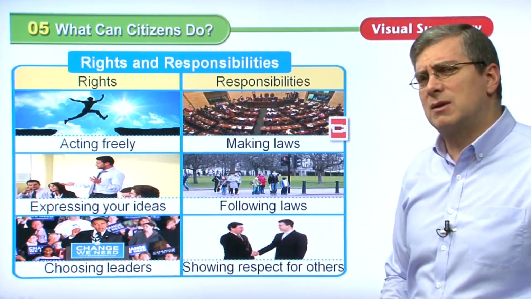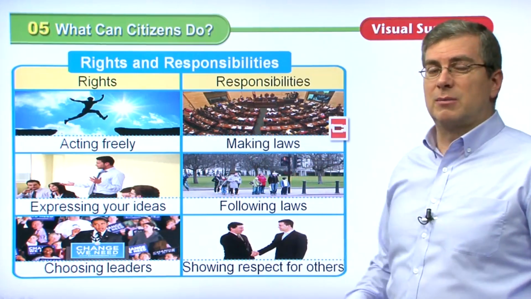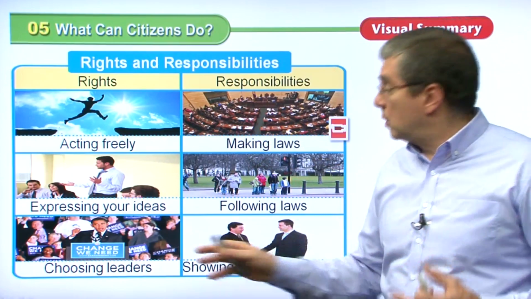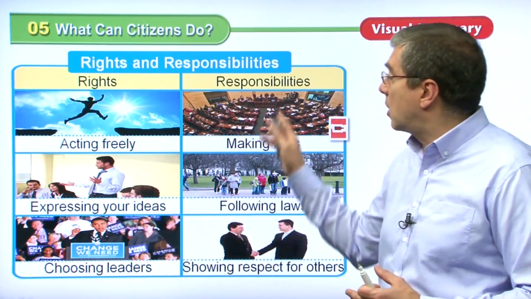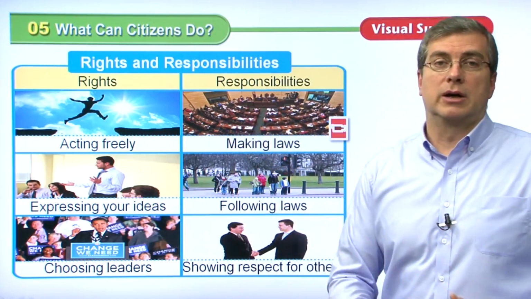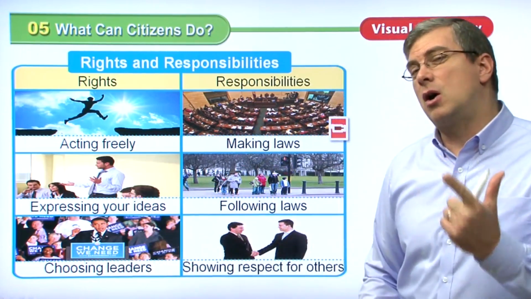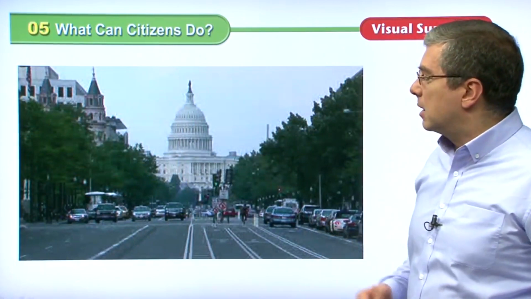What about responsibilities? Over here, we have responsibilities. One of our responsibilities is to make laws. Of course, we don't make laws, but when we choose leaders, we elect people, not just presidents, but also people in Congress who make the laws for us. So really, choosing the leader is our right, but it's also our responsibility because those people will make laws.